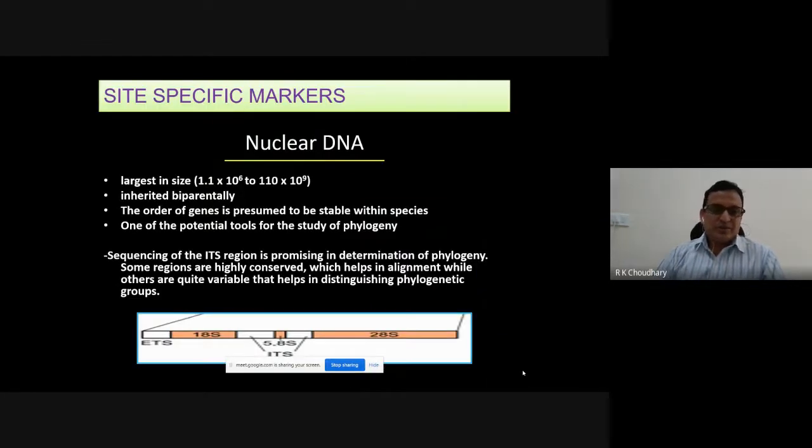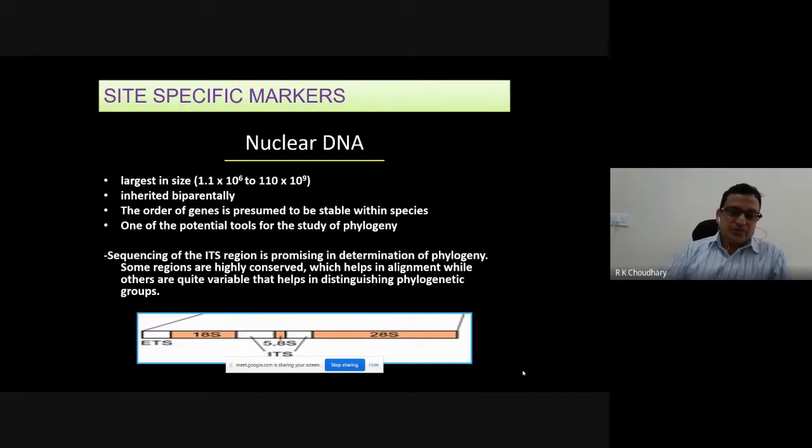But I'll be talking a little bit about the site-specific markers. The most popular markers nowadays are certain conserved sequences in the nucleus, which are called nuclear markers. There is something called ITS, internal transcribed spacer, which is one of the most successful markers in plant systems. As we know, the nucleus is very big in size, and it is inherited biparentally. But it is one of the potential tools to understand the phylogeny of a particular plant group.